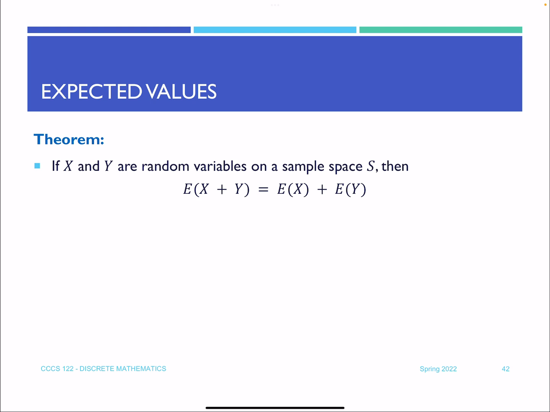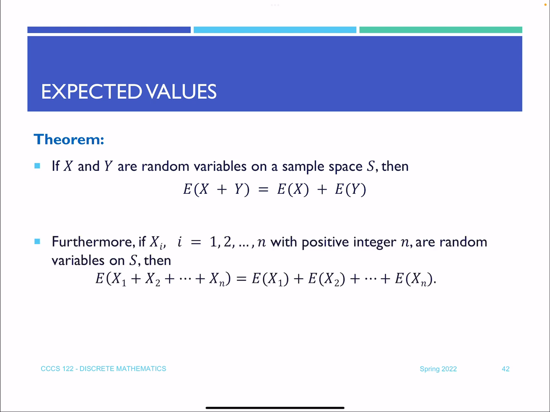Okay, so if x and y are random variables on a sample space S, then the expected value of x plus y is equal to the expected value of x plus the expected value of y. And this can be further generalized to n random variables. The expected value of the sum of n random variables is equal to the sum of expected values of each random variable. Same thing.